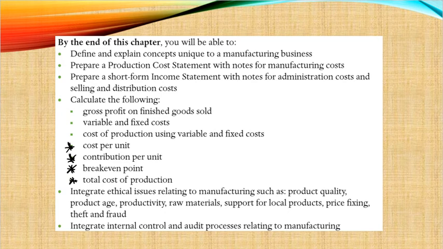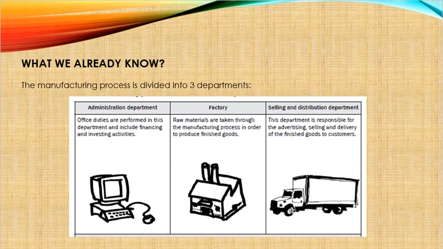Okay, so let's have a look at what we already know. From grade 10 and 11 knowledge, what do we know or what should we already know at this point? We know that the manufacturing process is divided into 3 departments. We have an administration department, so these are the people working in the office, and they keep the day-to-day running of the entire business going.